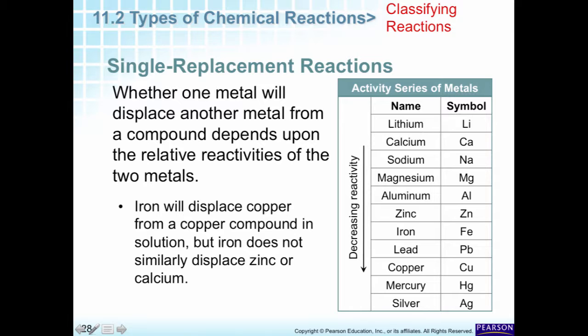So for instance, if you have magnesium with something like zinc chloride, magnesium will take the place of zinc. However, if you have zinc and magnesium chloride, zinc is below it, it's less reactive, it doesn't kick it out. It means that magnesium just says, no, you can't cut in. So iron will replace copper, but iron does not replace zinc or calcium because they're more reactive.